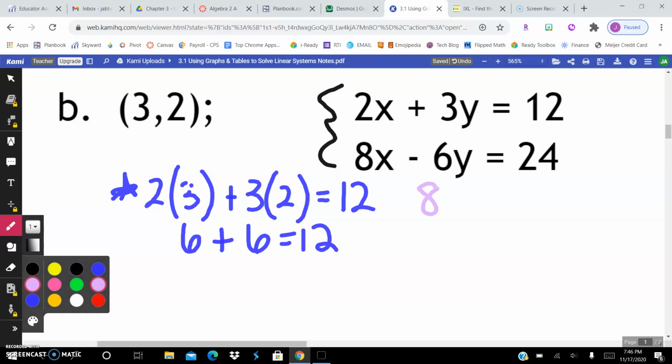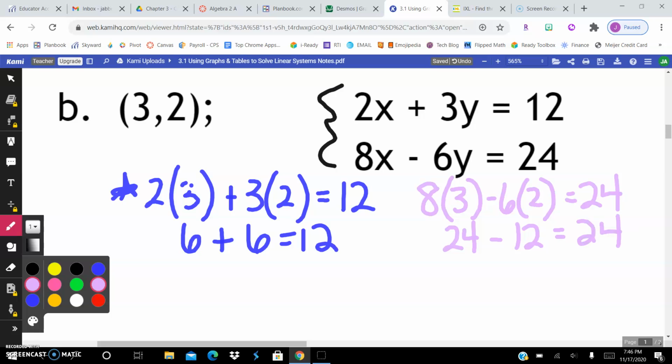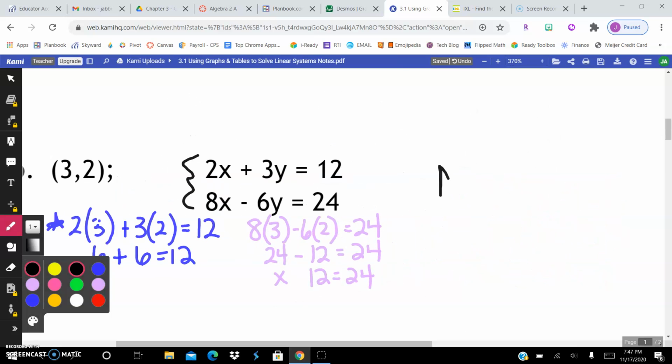For the second equation, we have 8 times 3 minus 6 times 2. And they're saying we should have 24. So 24 minus 12 is supposed to equal 24, but 24 minus 12 is really 12, not equal to 24. So no, this doesn't work in that equation. So no, this is not a solution to this system. It has to work in both equations.